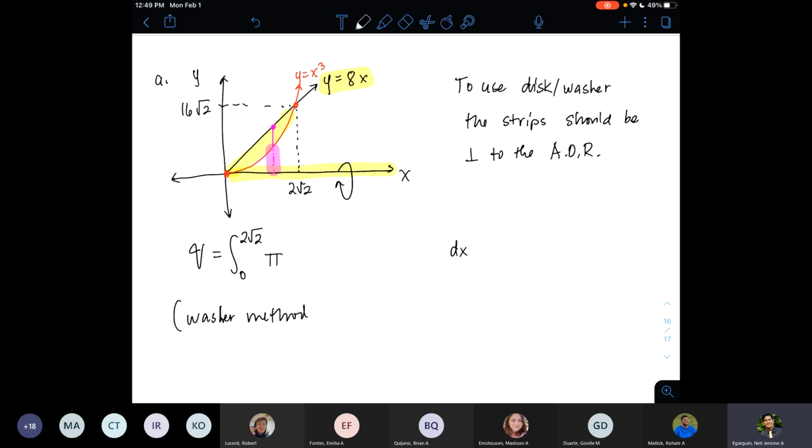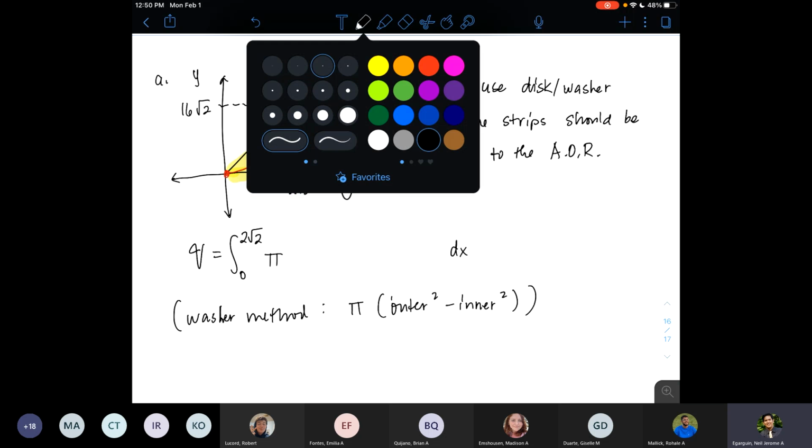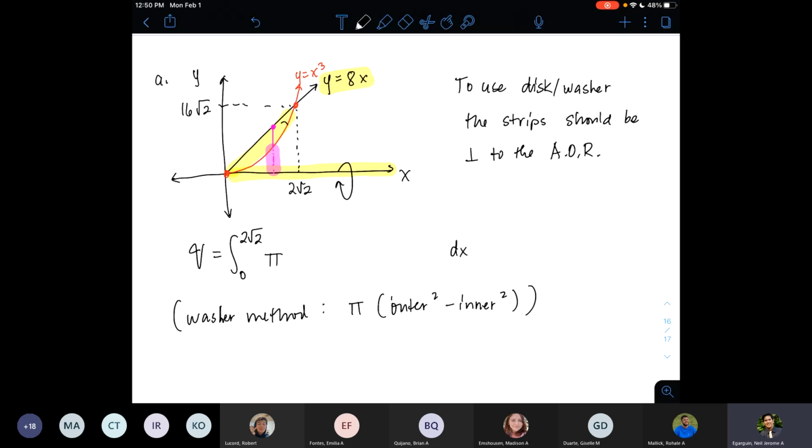Exactly, because there is a hollow in the solid that will be formed, right? So for the washer method, your integrand would be pi times outer radius squared minus the inner radius squared, right? That would be the integrand. Now, what would be the outer radius? Well, the outer radius will be entirely this. That's the bigger radii in this picture.